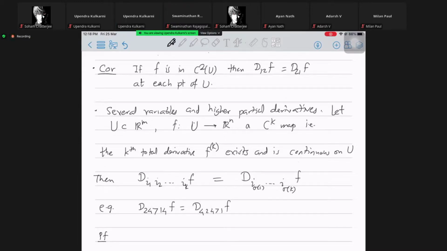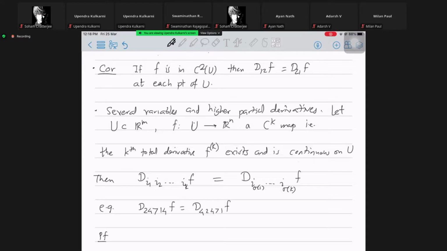Sir, any permutation is just a composition of transpositions. Correct. And so I should be able to switch any two at a time. Yeah. And that will give me everything. Okay. But how do I switch any two at a time? Since the map is C^k, which means that the partial derivatives of all the partial derivatives exist, and we can switch them because they're all continuous. Okay. So that is still slightly cavalier, but let's say more about this.